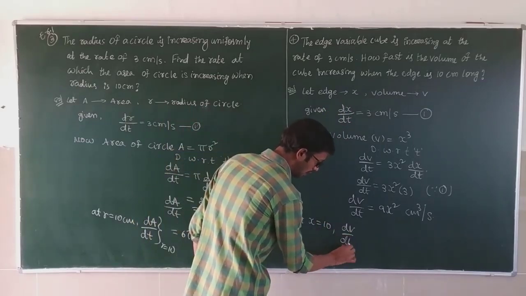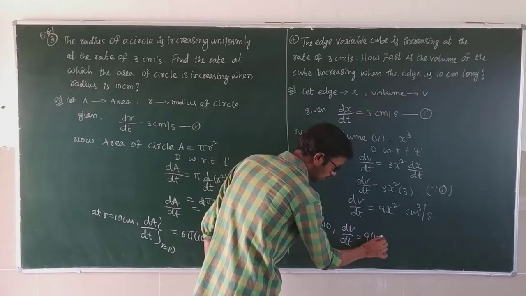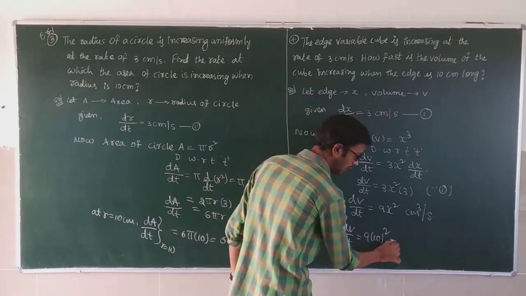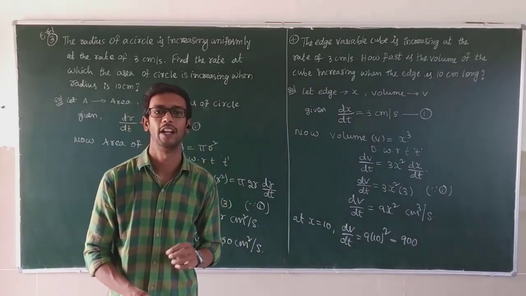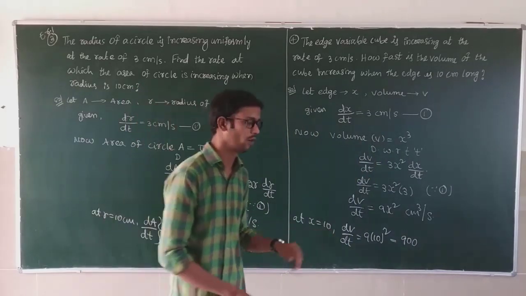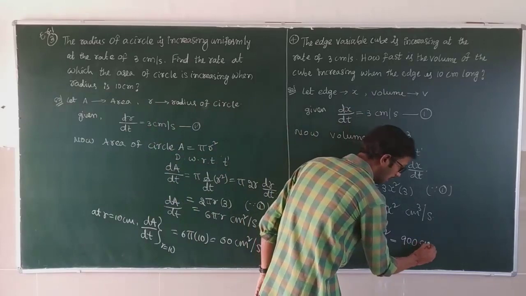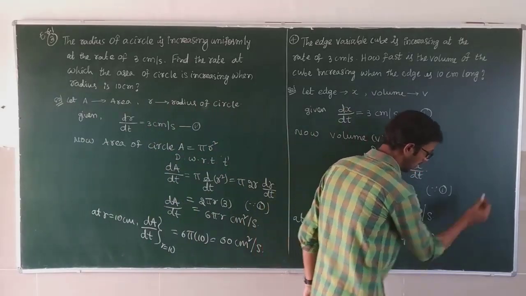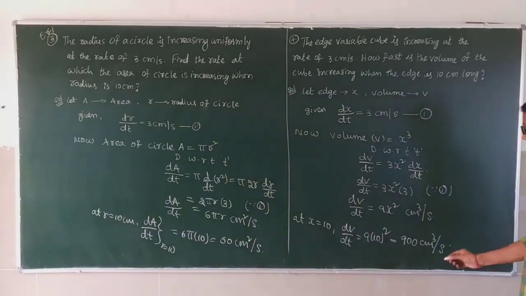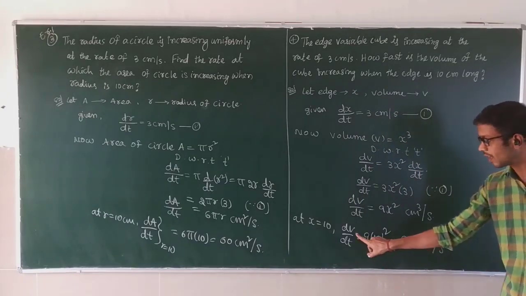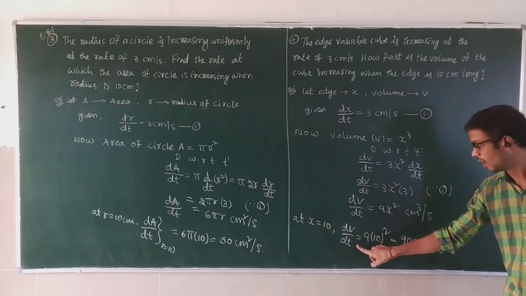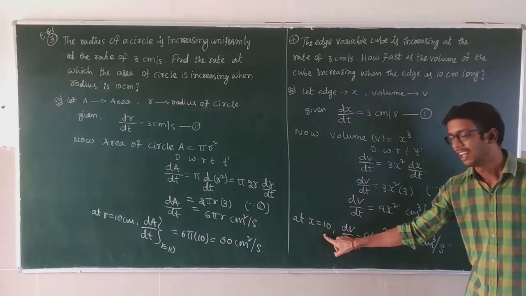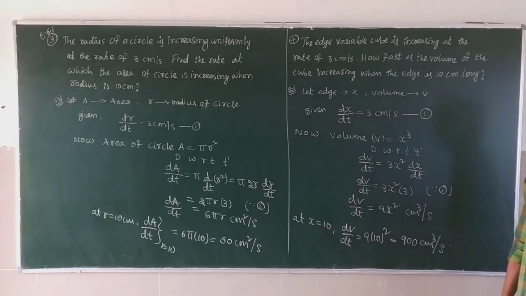dV by dt is equal to 9 into 10 square. That is nothing but 900 you will get. 10 square is 10 into 10 is 100. 100 into 9 is 900 centimeter cube per second. Centimeter cube per second is the rate of change of the increasing of volume with respect to time when edge is 10 centimeters. Pause the video to note it.